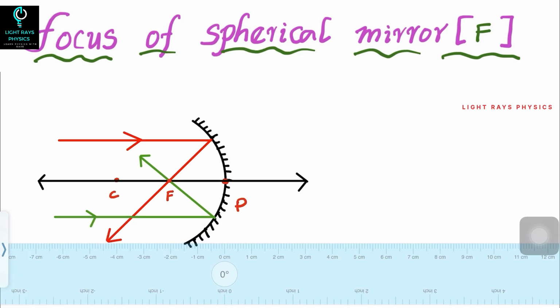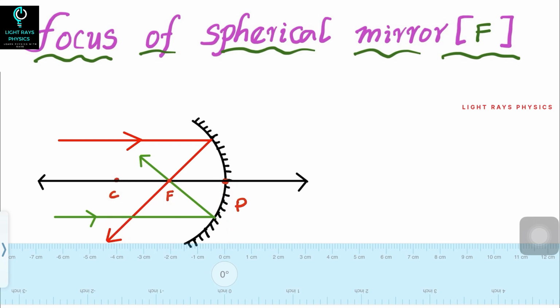Now let us measure the distance between C and F and P. Now you can observe on the scale that C is at 4, F is at 2, P is at 0 cm. The distance between C and F is 2 cm and F and P is also 2 cm. It means that the distance between C and F is equal to F and P.